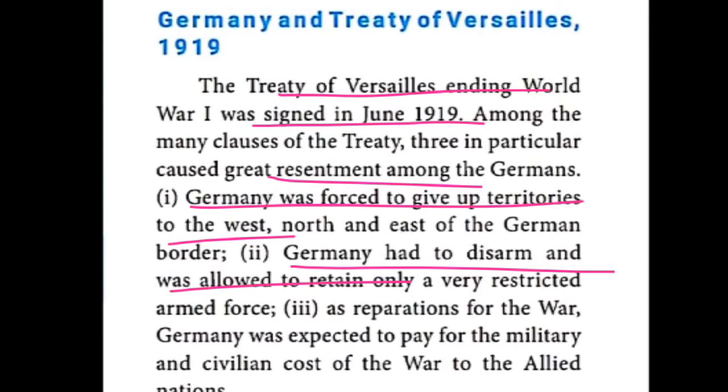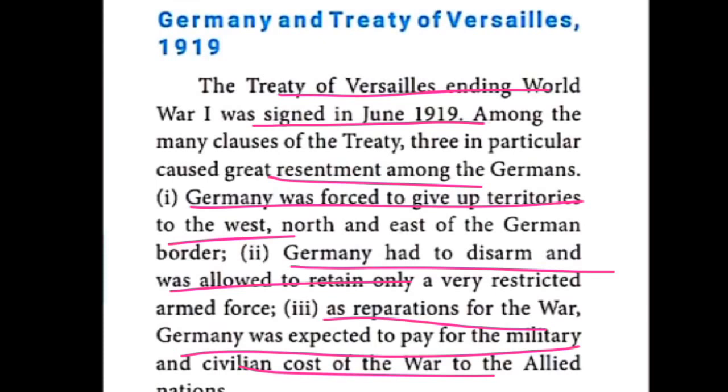The next point is war reparations. They have to pay war reparations. What is the meaning? War indemnity. After the completion of the war, the defeated nations have to pay some amount to the victorious nations. That is war reparations. Germany was expected to pay for the military as well as civilian cost of the war to the Allied nations. So these 3 points of the Treaty of Versailles were responsible for the outbreak of the Second World War.